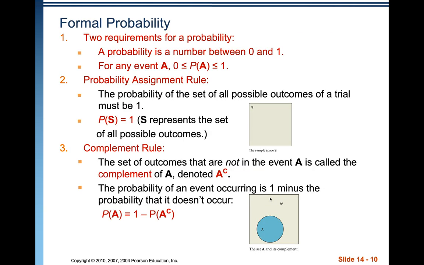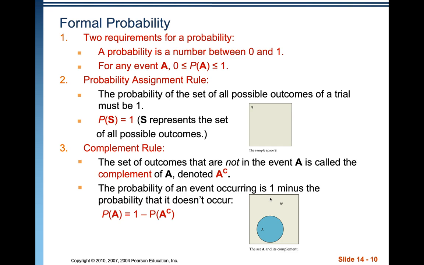Right here, as we are talking about the different rules of probability. All right, there are two requirements for a probability. Okay, so the description of the likelihood of an outcome. A probability is a number between 0 and 1. Events that cannot happen have a probability of 0, and events that must happen have a probability of 1. So for any event A, 0 is less than or equal to P(A), the probability of A, less than or equal to 1.